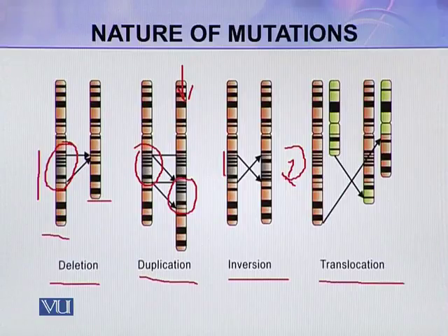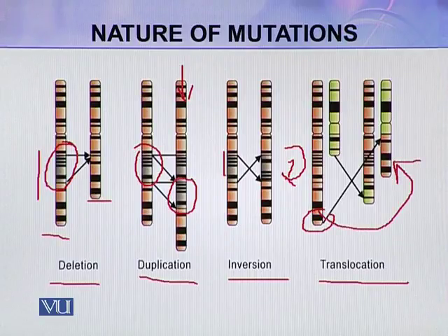Similarly, these are translocations. So in case of translocations, a piece of chromosome may be deleted and it may attach to another chromosome. So these are called translocations, as this green portion is deleted from here and it is attached here. These are translocations. So these deletion, duplication, inversion and translocation are big mutations, in contrast to the point mutations.